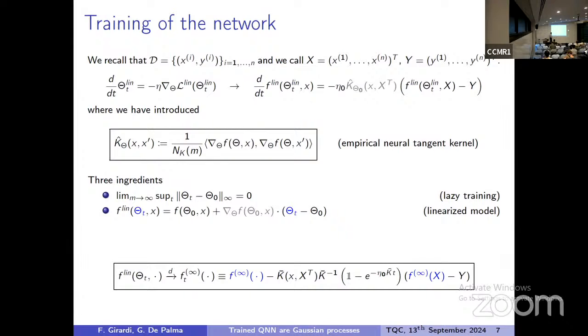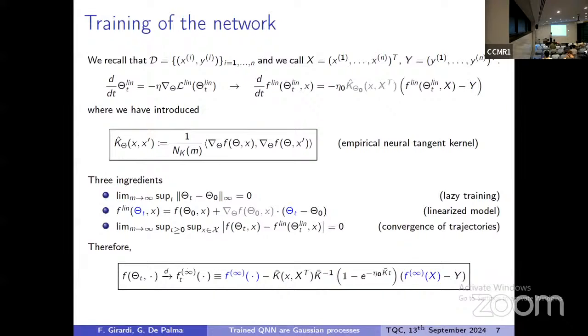So the final ingredient is to prove that our intuition of having a good approximation with this first order Taylor expansion is a good intuition, because asymptotically we can rigorously prove that the two trajectories in the parameter space and the two function generators converge, and therefore the solution provided for the linearized model is asymptotically the solution for the original model. And this solution has two properties.